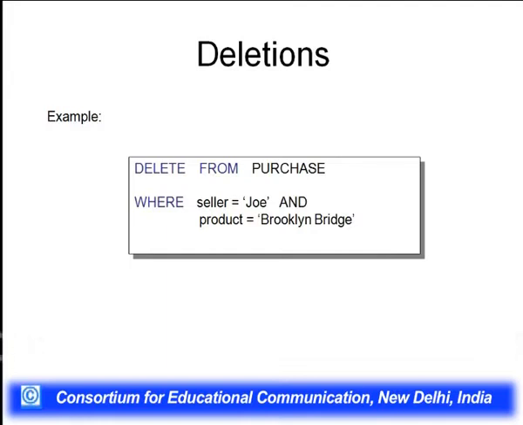Now there is another important point which one needs to remember here: if there are multiple rows where seller is Joe and the product is Brooklyn Bridge, then all these rows will be deleted using this single command, even if you want to delete only one row. That is a limitation of SQL. All the rows filtered by the where clause will be deleted. You cannot further restrict which rows remain. So all the rows that satisfy this condition will be deleted using a single command. You cannot delete tuple by tuple. In one go all the rows will be deleted. This is an important thing to remember while you are using the delete command.